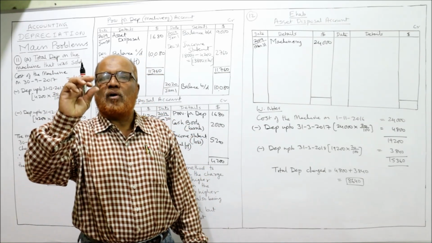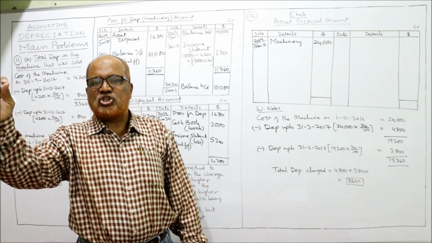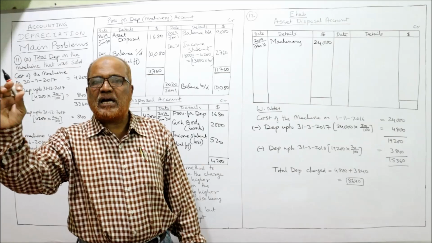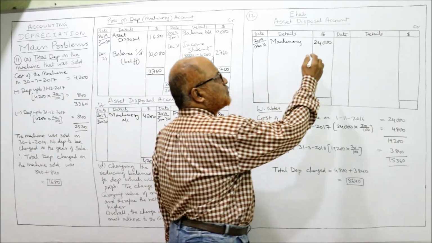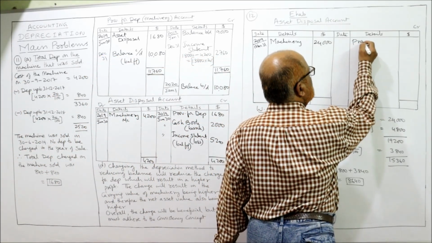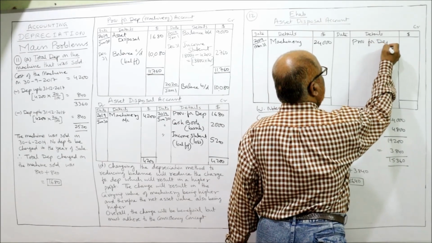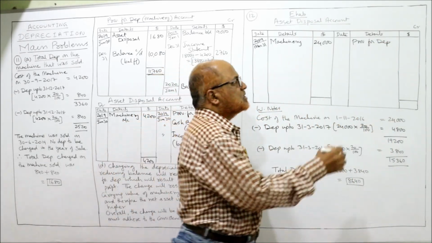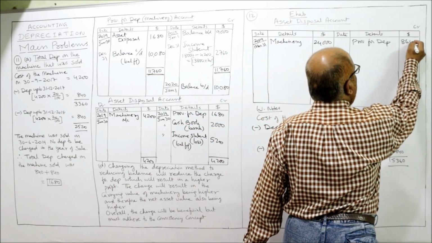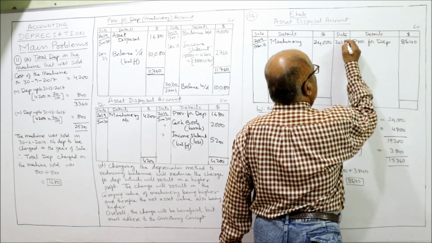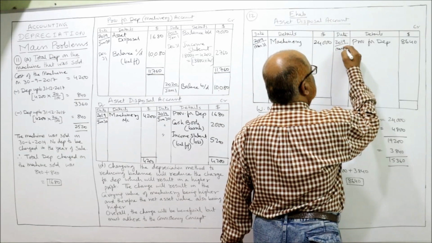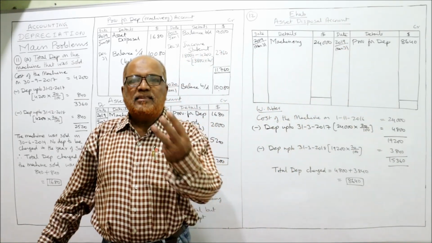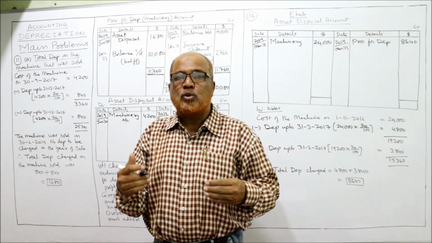The second entry is to transfer the provision for depreciation to asset disposal. The entry will be provision for depreciation debit, asset disposal credit. So on the asset disposal credit side, provision for depreciation. How much is the total depreciation? Just now we have calculated 8,640, 2019 March 31st.